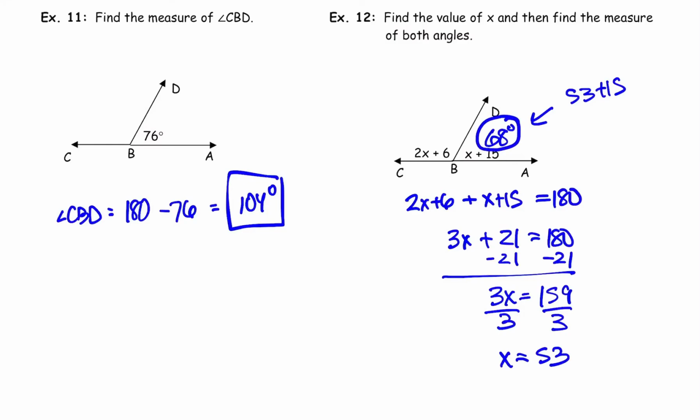So again, you've got two methods to find this angle here. If you want to, you could use your calculator, take 53, plug it in there and do 2 times 53 plus 6. Or what I did, I found a little bit easier. Since you know this is 180 degrees, I took 180 and subtracted 68. All right, and that gave me 112.